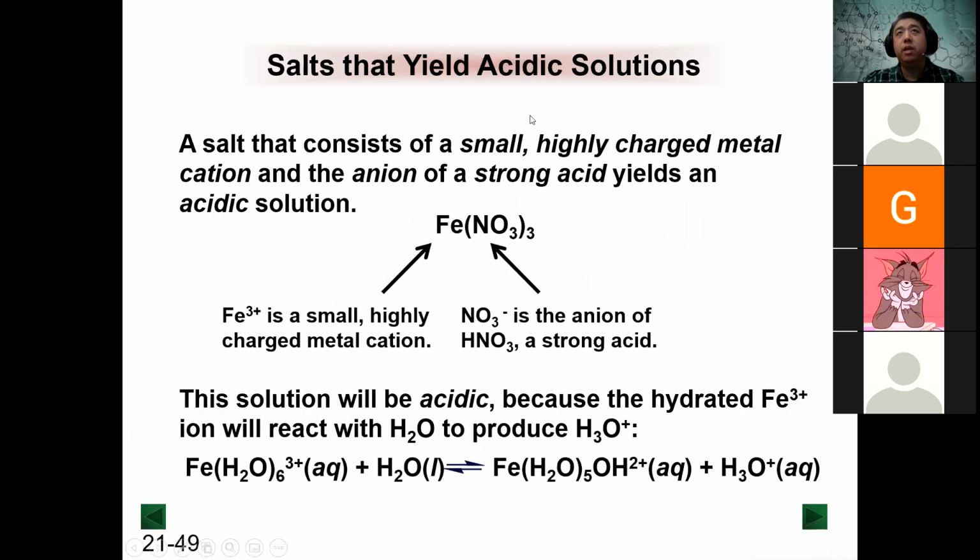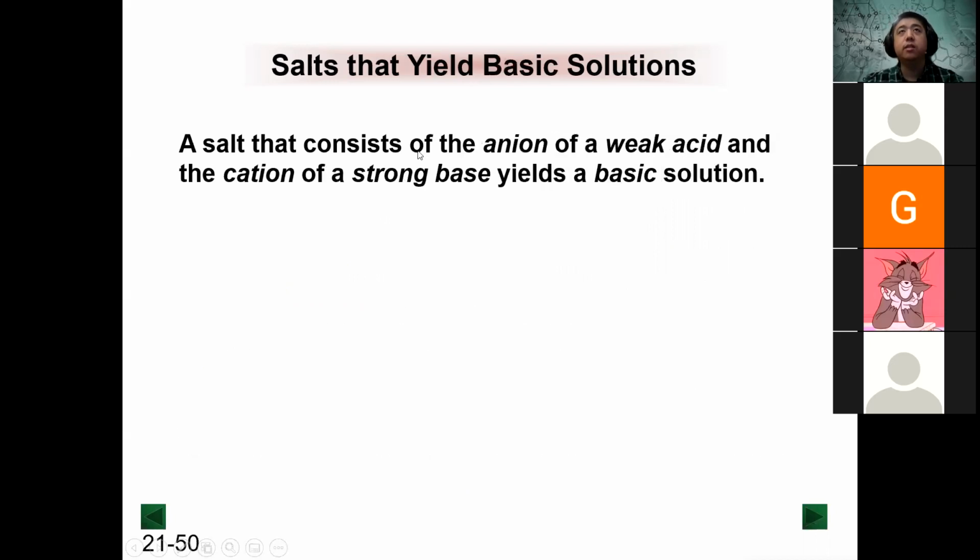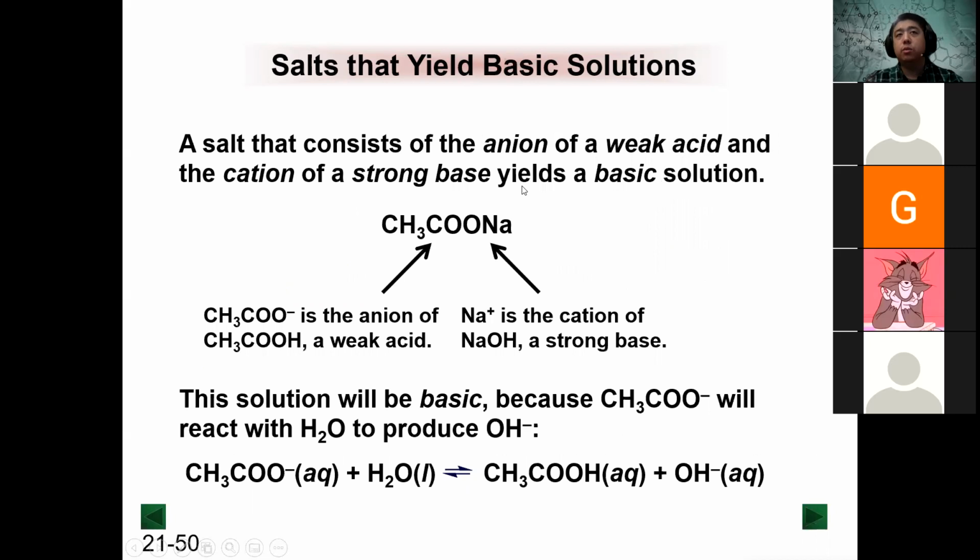Another example would be highly charged metal cations. These are ones that also cause the reaction to become acidic. Then you have basic solutions. This one is the opposite. This is the conjugate base of a weak acid. This is stronger than water. It will be the one that takes away the hydrogen from the water, forming OH minus in the process. Okay, any questions so far up to this part?